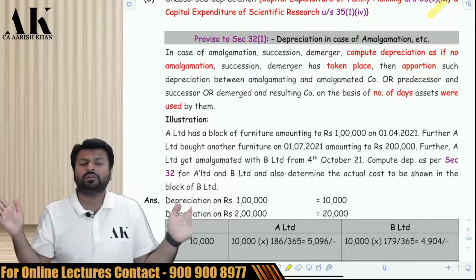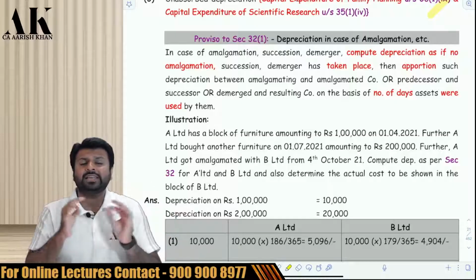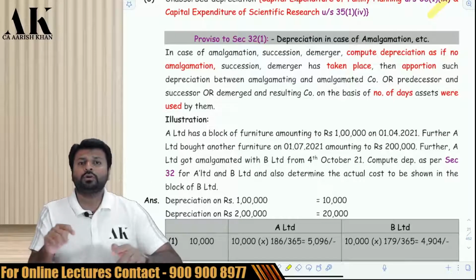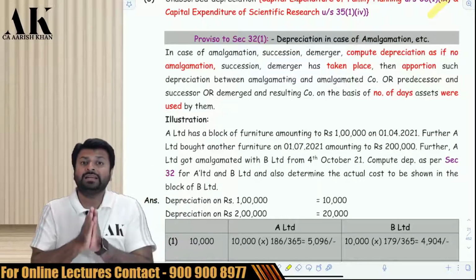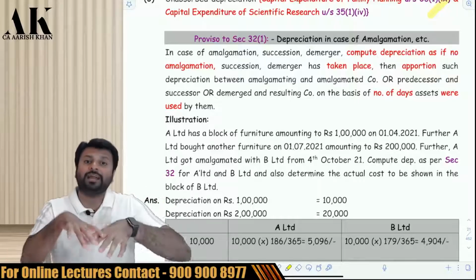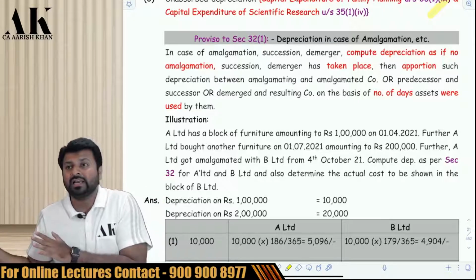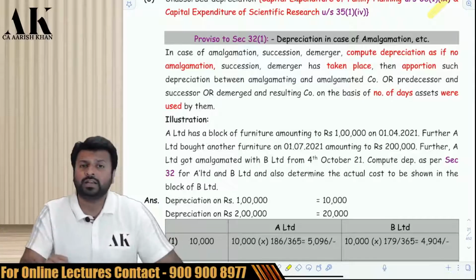You have to divide between both of them on the basis of the number of days the assets are used by both of them. So while computing, assume that there is no amalgamation. But while dividing, you have to bring back the reality, and you have to identify how many days the amalgamating company has used and how many days the amalgamated company has used.